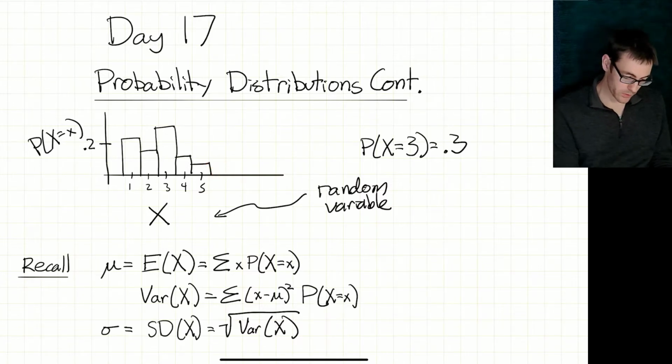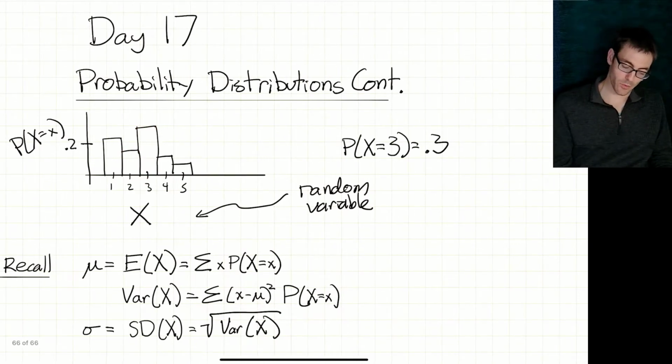So in this case, what we would do is add up 1 times 0.2 plus 2 times 0.15, or what have you, 3 times 0.3, and add up each of those pieces. So we're summing each possible outcome times the likelihood that it occurs.